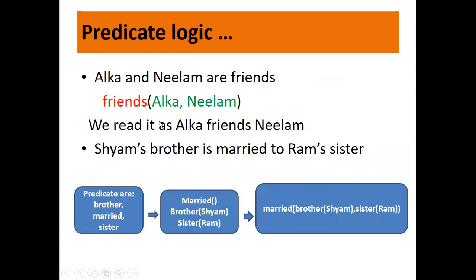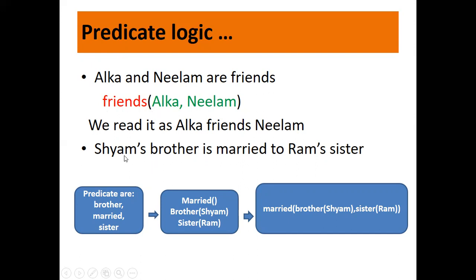So here are more simple examples for you all to understand. Now Alka and Neelam are friends. Remember, Alka and Neelam are pronouns. Are friends is a relationship, right? So here, to write it in the predicate logic form, I'll write friends(Alka, Neelam), right? So Alka and Neelam are objects and friends is a predicate. We even call it a relation, right?